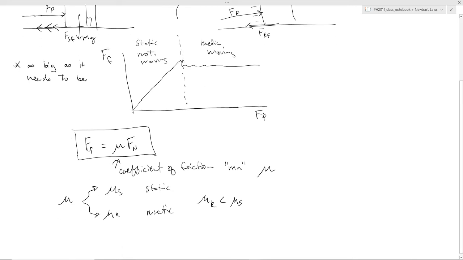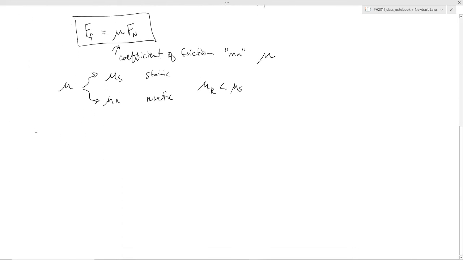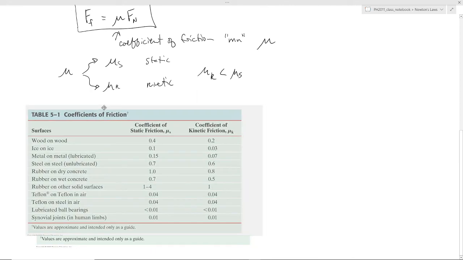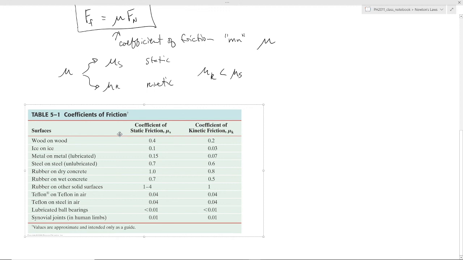So let me give you a chart from your text to give you a feel for the magnitude of this coefficient of friction. For some different materials, you can see something like tires on concrete can have a coefficient of static friction up to 1, and so that's pretty large. But notice the kinetic friction is significantly smaller, and that gets at why it's dangerous if you're driving and you get into a skid, because your tires have less grip when they're skidding than when they're not skidding.